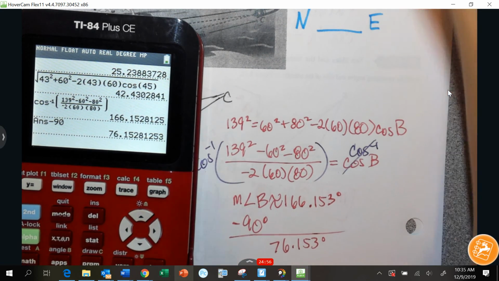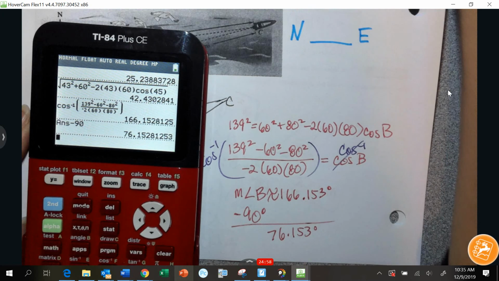I wrote this too high up. I can't get them both on the same screen.